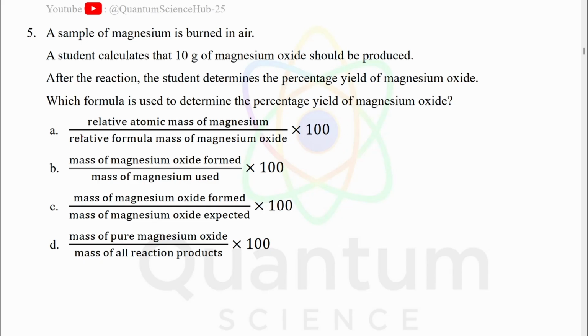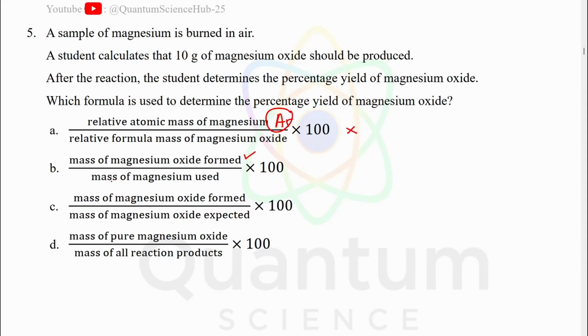So let's check one by one. Option A, relative atomic mass of magnesium. So this is the Ar of magnesium divided by the relative formula mass of magnesium oxide. This is wrong, okay? Because we are not talking about the Ar. Next, the mass of magnesium oxide formed. Yes, that's correct.